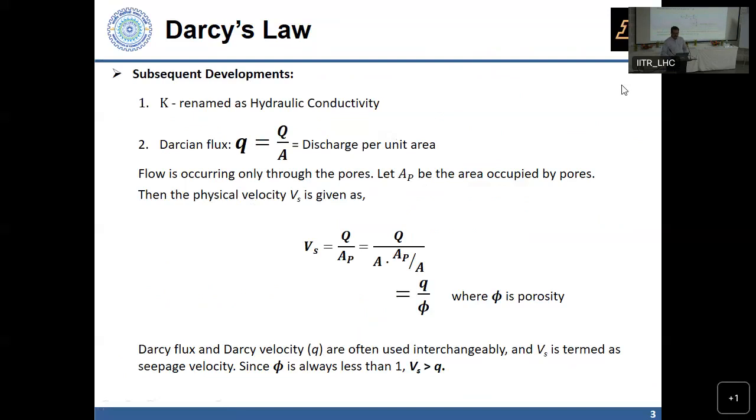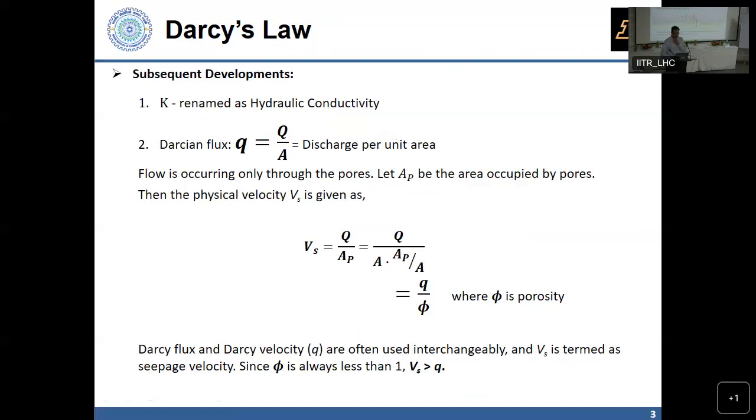We are going to say A sub P is the area occupied by pores. If all these pores are going to be active, we call this quantity a velocity. We'll also call that a seepage velocity later on. So this velocity is the flow discharge, but the area over which we are dividing is only the active area of the pores.